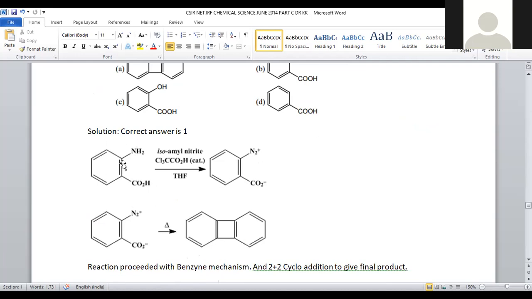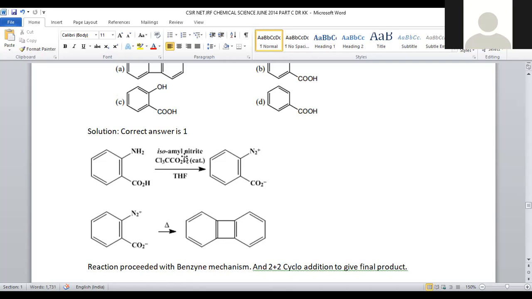You can say it is a kind of system where an acid and a base are present on adjacent carbon atoms, and it is amphoteric in nature. Any compound which displays acidic and basic properties simultaneously is known as an amphoteric compound. Water is also a best example of an amphoteric, and here anthranilic acid is also an example of an amphoteric compound.